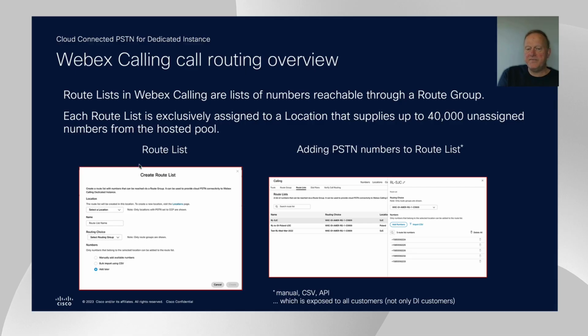Adding these PSTN numbers to route lists can be done in 3 different ways. One, you can in Control Hub manually add phone numbers in batches. Secondly, you can use CSV file import to assign numbers to a route list, or you can use the Webex Calling provisioning APIs.